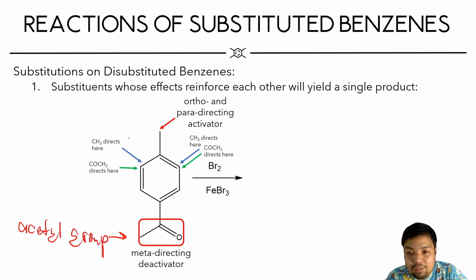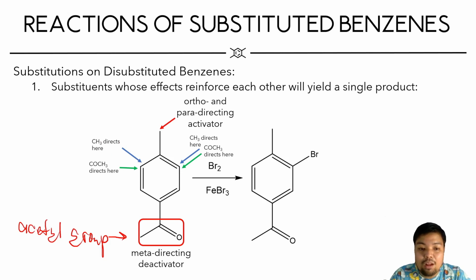Since these two positions here are chemically equivalent, attaching the bromo group at either of these positions will give you a single product.